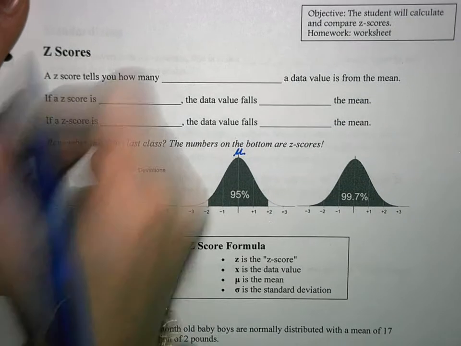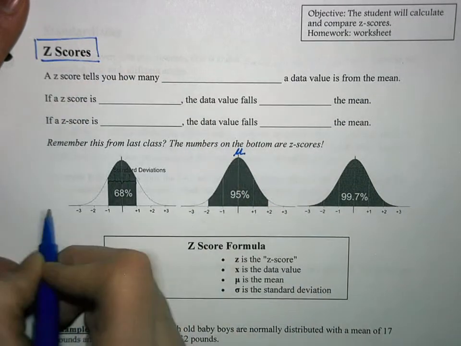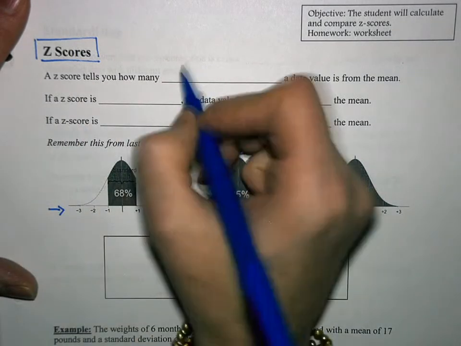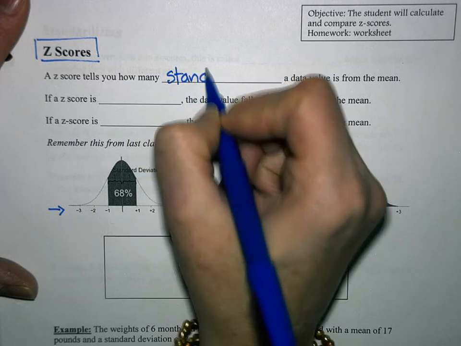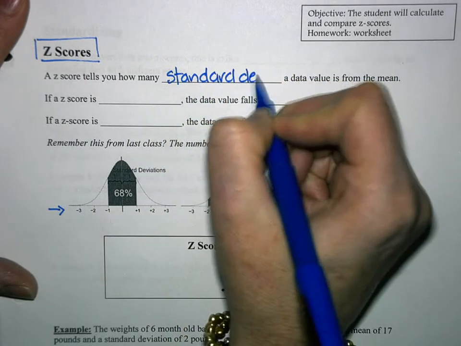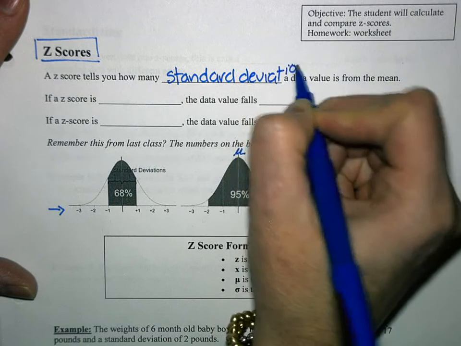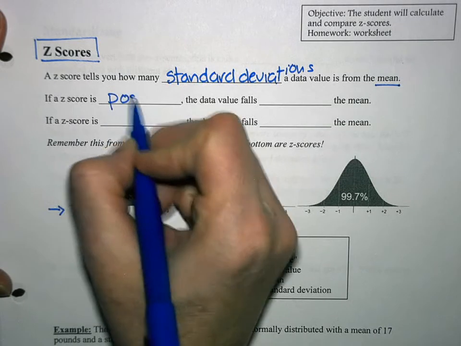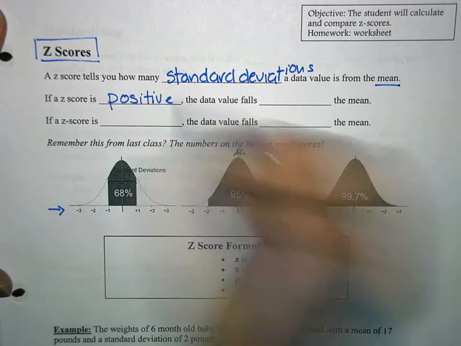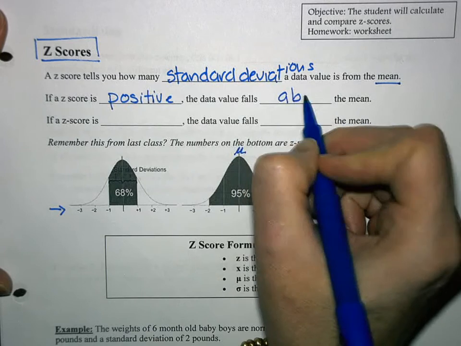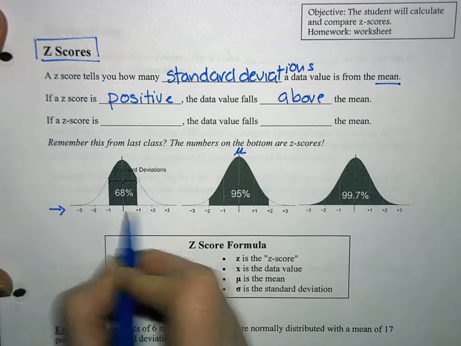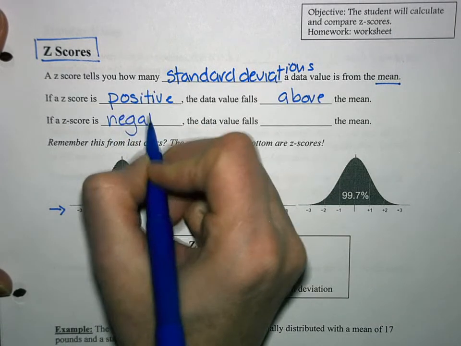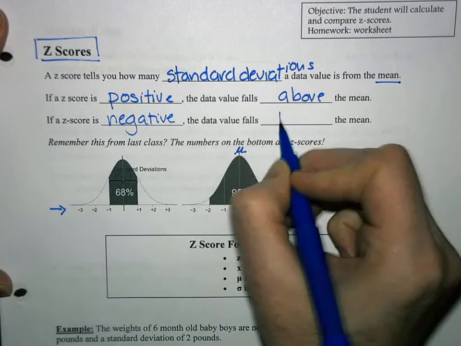is what we're going to talk about today. And z-scores are essentially these numbers right here. A z-score tells you how many standard deviations that a data value is from the mean. If a z-score is positive, the data falls above the mean. So it would be right here. Above the mean if it's a positive z-score. If the z-score is negative, then the data falls below the mean.